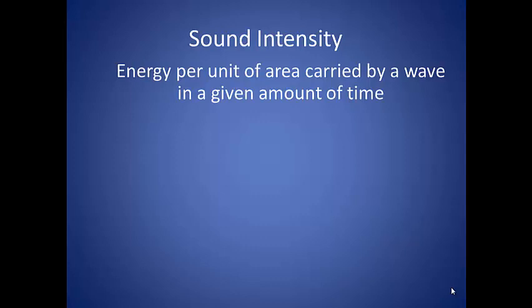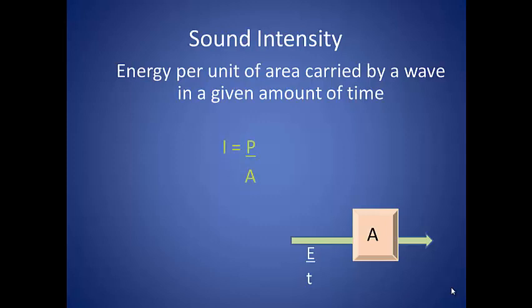Intensity is defined as the amount of energy moving through an area in a certain amount of time. So we have some area, A, which has some amount of energy moving through it in some amount of time. We have defined the rate at which energy changes and is called power. So we end up with an equation for intensity as power over area. The label we have for this is watts per square meter.